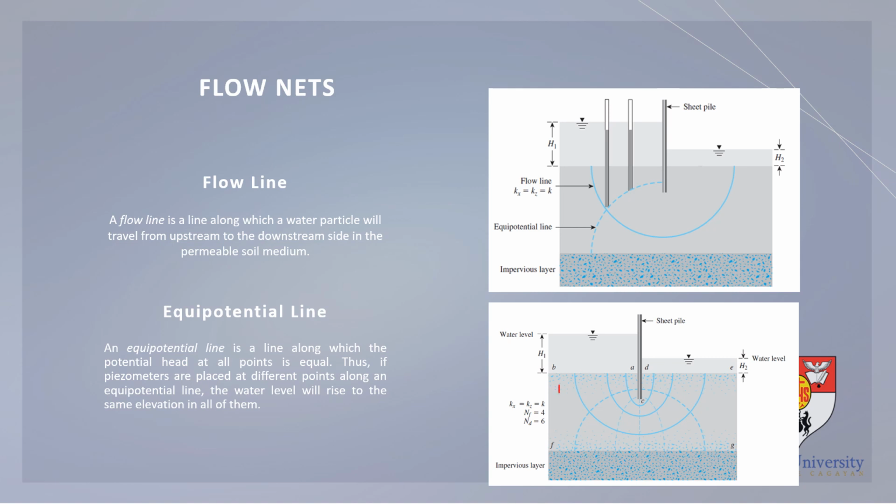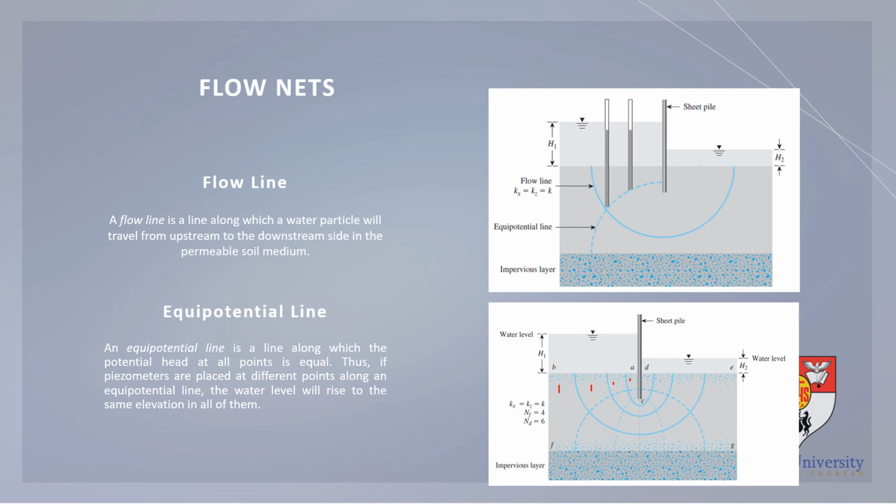So we have 1, 2, 3, and 4. So for our ND, or number of potential drops, although I will be explaining this further, at least by this part of the discussion, you would already know how to count the number of drops, no. So the number of drops is the number of squares, or approximately squares, that are created with the intersection of our flow lines and the equipotential lines.